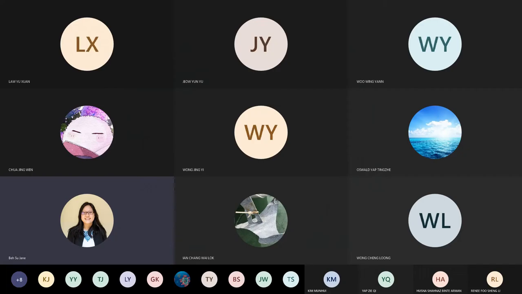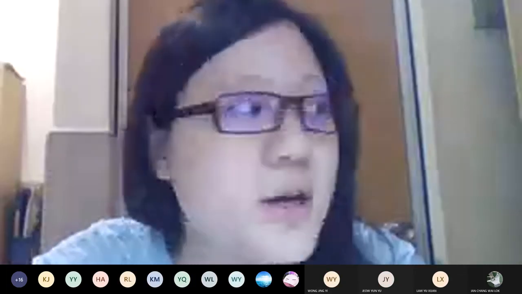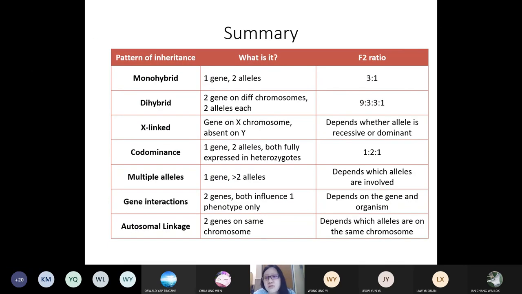Of inheritance today. So we basically have done a lot of these here. We have done monohybrid, dihybrid, X-linked, and codominant. So let me get my writing tab. Okay, so we have done monohybrid here, which is usually represented like this. It's like the normal dominant, recessive thing, right?